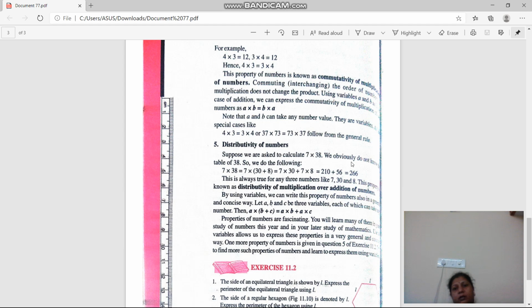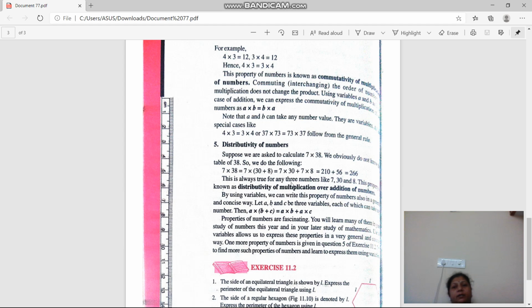We obviously do not know the table of 38, right? So what we do, we do the next thing, that is 7 into 38 means 7 multiplied by 30 plus 8. So it is easy, we can multiply 7 by 30 plus 7 into 8. So we get 210 plus 56, that is 266, right?